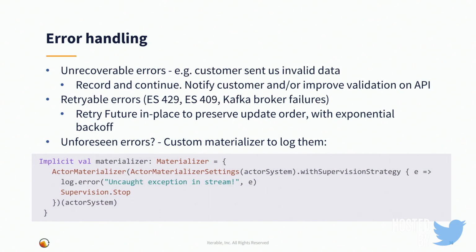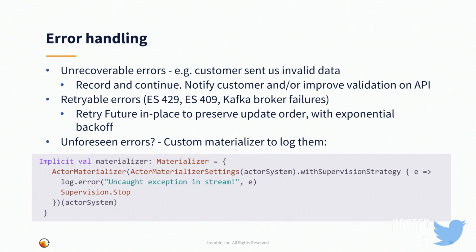For recoverable errors like conflicts, ES rate limits, some of which I discussed before, and Kafka broker failures, we can retry those with an exponential backoff. And there's also a whole class of errors we may not have actually foreseen before. In that case, we just do the default, which is to stop the stream in Akka Streams. And that's because we prefer to err on the side of having somebody manually figure out what the error was and handle it, rather than trying to guess what to do and potentially get things into a state that we didn't expect.